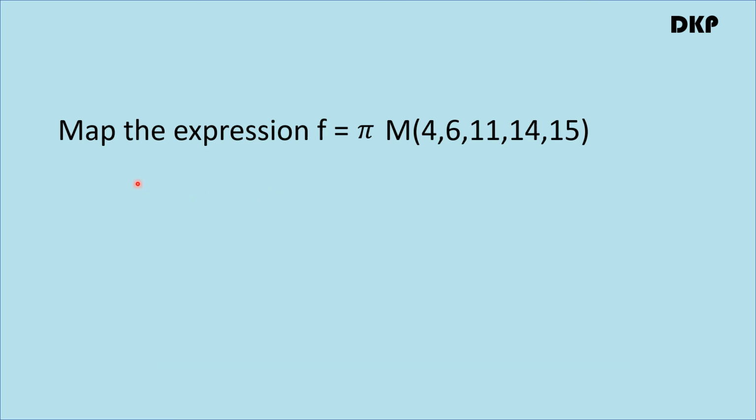Now let us do another example. Map the expression f is equal to pi M 4, 6, 11, 14, 15. Here the given notation is pi with a capital letter M. This represents a POS. That is, you have to place zeros in these corresponding cells.